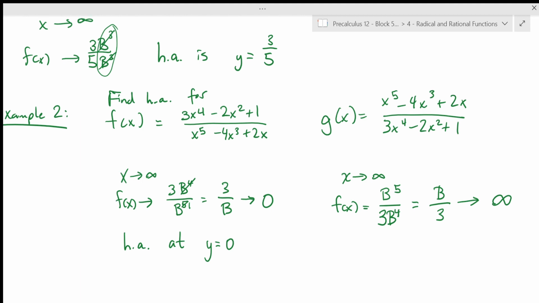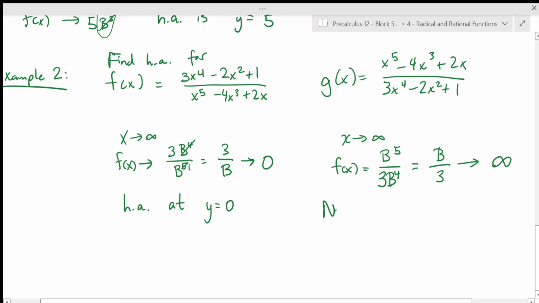And so this one, we would say there is no horizontal asymptote, but we have figured out what the end behavior is at positive infinity, which is that it's getting bigger and bigger and bigger.